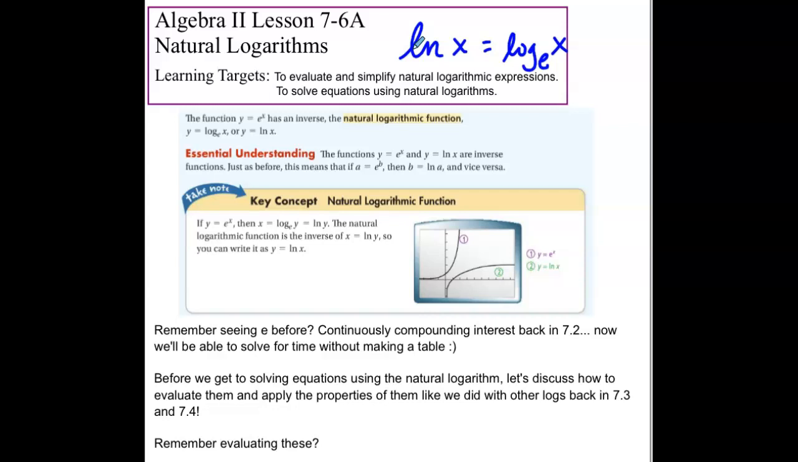So just as before, if a equals e to the b, then our base is e, our power is b, so we can say log base e of our main number equals our power. Okay? But instead of always writing log base e, we can shorten that into just the natural log of a equals b.